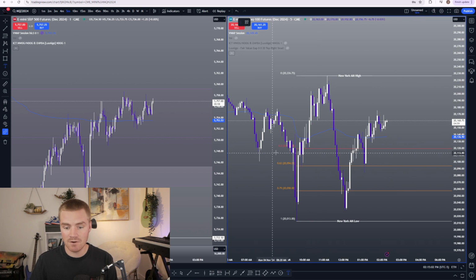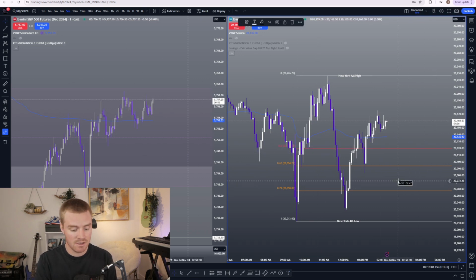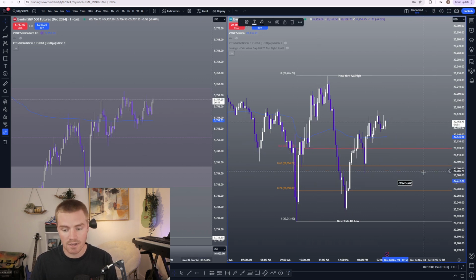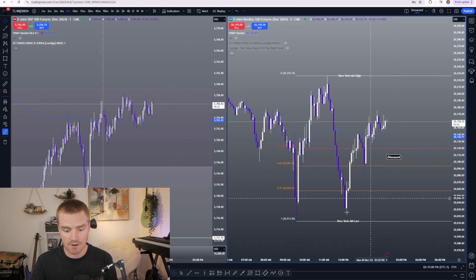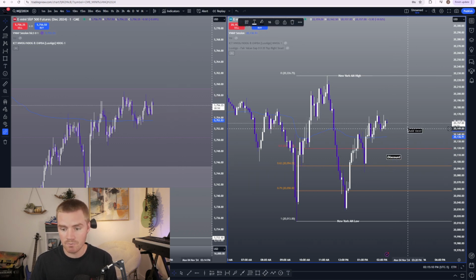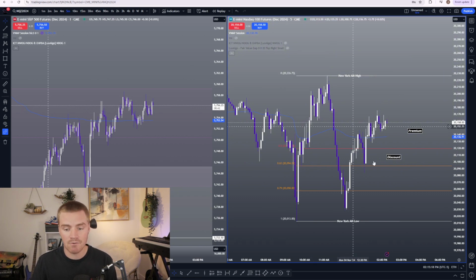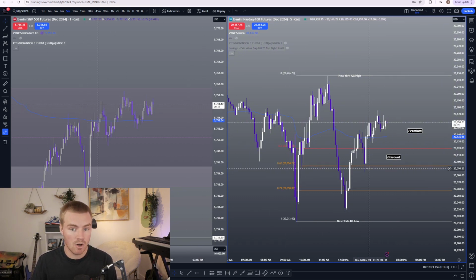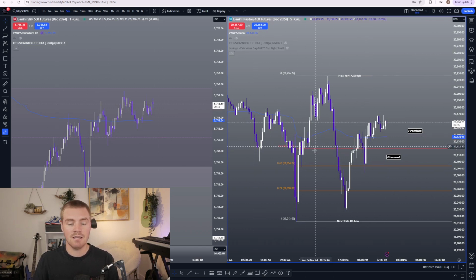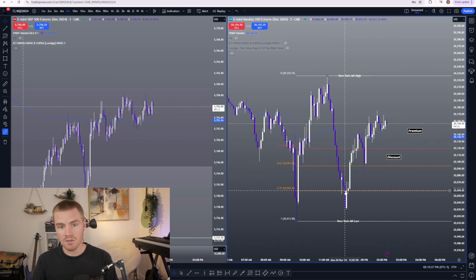What is the discount? Everything below this red line, everything below the consequent encroachment level of this range is going to be the discount. Everything above is going to be the premium. So if we are bullish on the day, you want to see us reverse up here after making our New York AM high down to a discount below the equilibrium, the consequent encroachment of this entire range. And then once it comes down to this range, you are now looking for the next step of the trade.